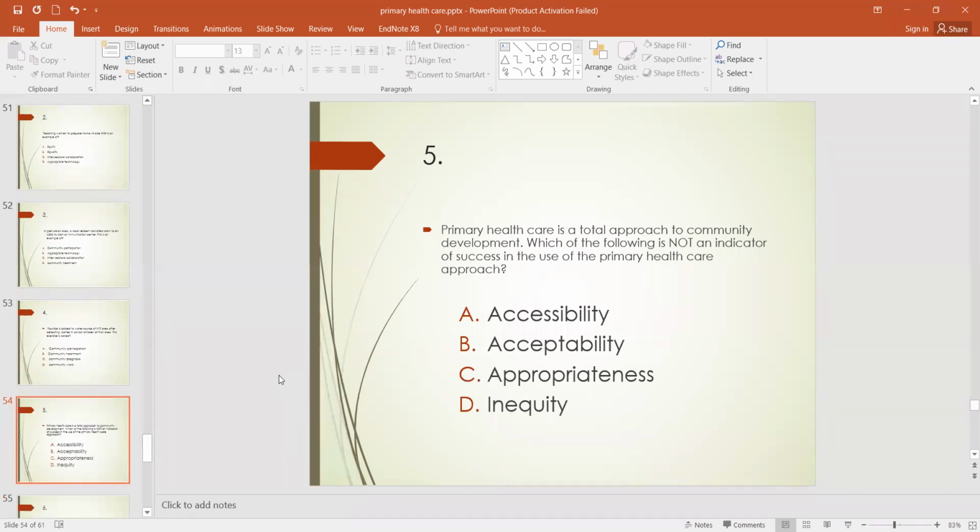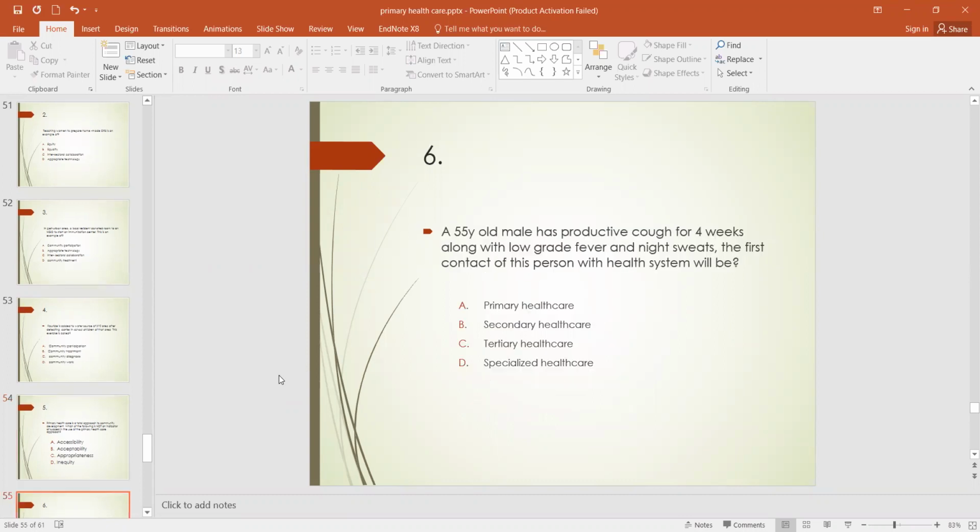Primary health care is a total approach to community development. Which of the following is not an indicator of success in the use of primary health care approach? Accessibility, acceptability, appropriateness, or inequality? D is the right one, inequality.